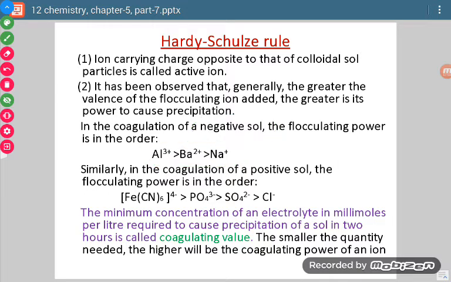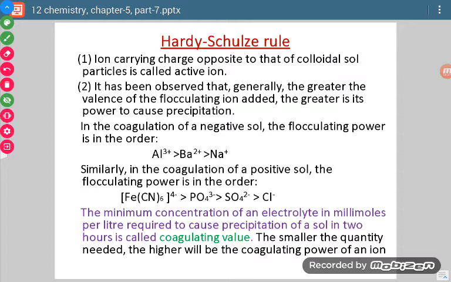Similarly, in case we are having a positive sol, then negative ions will be the active ions. So now see, if we are using a salt or electrolyte in which this negative ion is formed, then it will be most effective because there are 4 negative charges, and this will be less effective than this because there are 3 negative charges on this. This will be still less effective because of 2 negative charges, and this will be the least effective because of -1 charge. Okay. So this is what decides the coagulation.